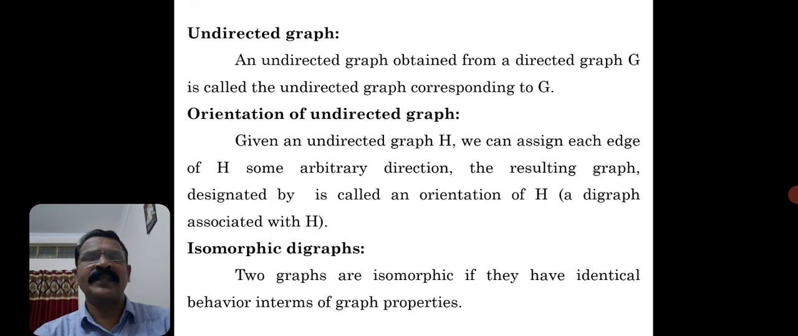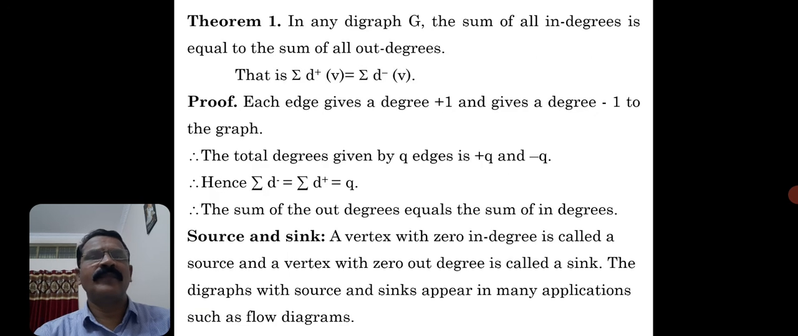So what is the first theorem? That is, the sum of the out degrees is equal to the sum of the in degrees, which is equal to Q, the number of edges in the digraph D. Okay. Now what do you mean by source and sink?